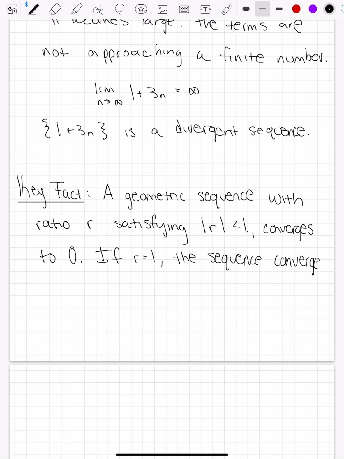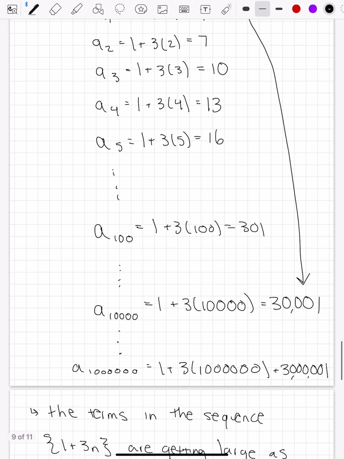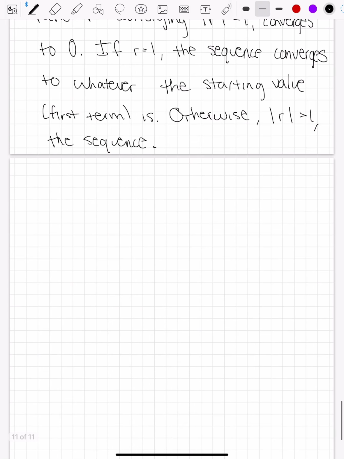converges to whatever the starting value is, or whatever the first term is. And otherwise, if r is anything other than that, so if the absolute value of r is greater than 1, the sequence diverges, which makes sense, right? Because if we're multiplying by something that's going to make our function get bigger and bigger each time, like here, then we know we're going to go to infinity, right? So in a nutshell, if the absolute value of r is less than or equal to 1, then the geometric sequence converges.